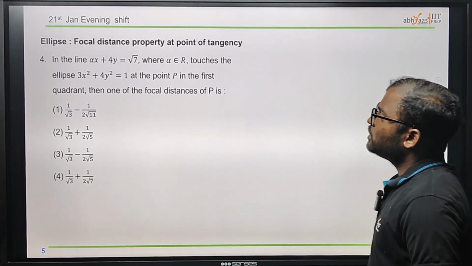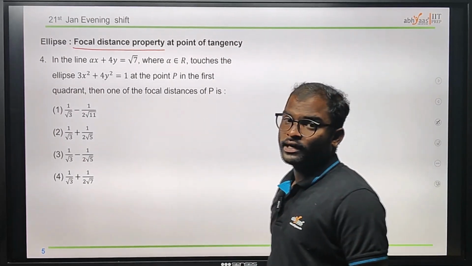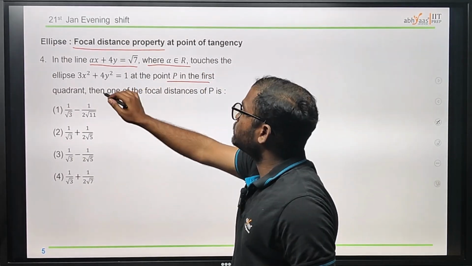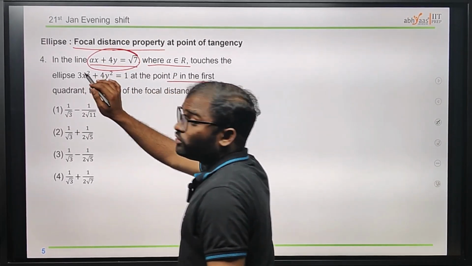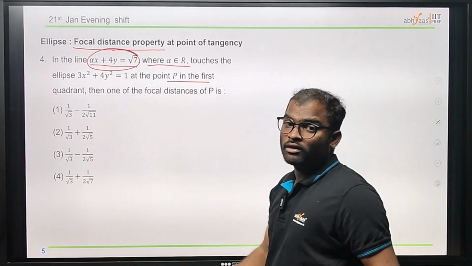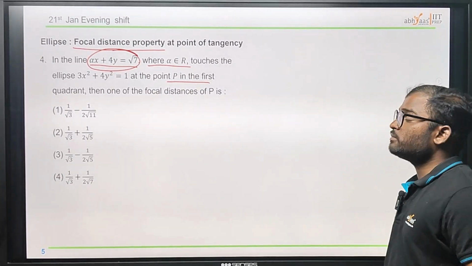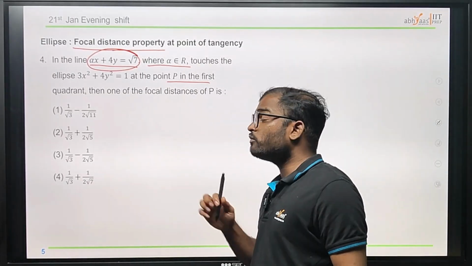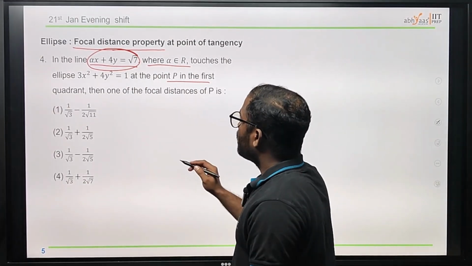Next question is on the basis of the ellipse, which is the focal distance property at the point of tangency. If you see here, the given line touches the ellipse. First we need to check what the alpha is here. To find alpha, we know that c square is equal to a square m square plus b square. Using that we can easily find it. First we need to find m. To find m, just take that m from this line.